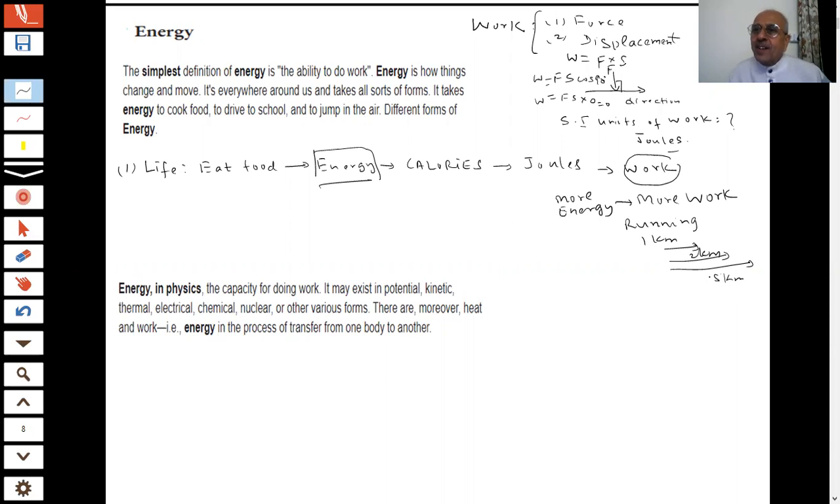More work is done, more energy. Less work is done, less energy. Tell me, right or wrong?